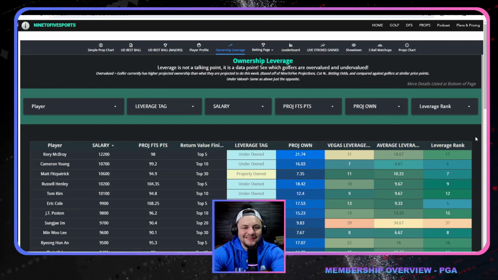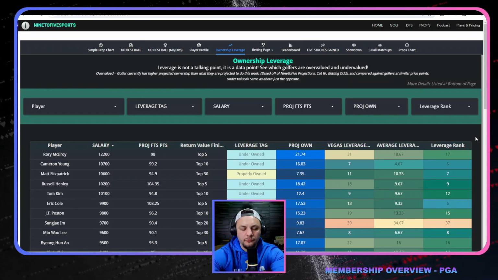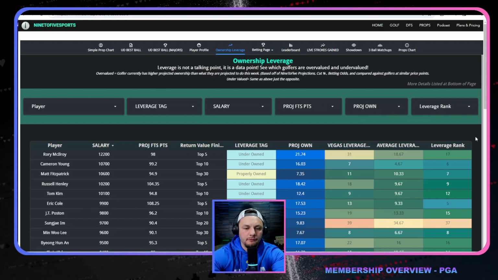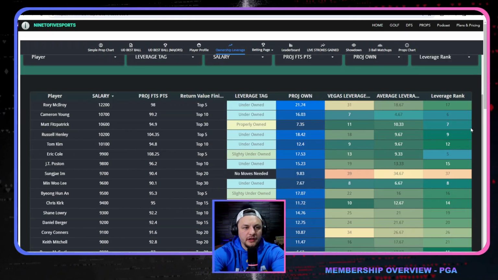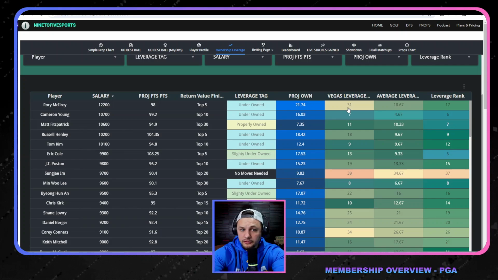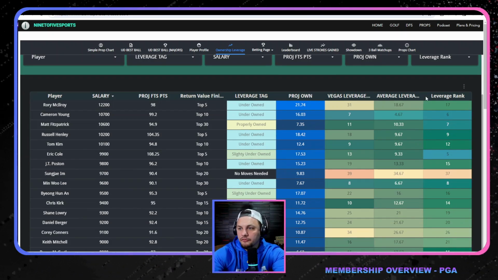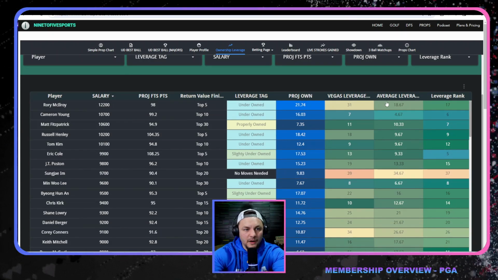So this will take into consideration the projected ownership for a golfer based off of several projections across the industry. Then we can compare that against how Vegas thinks the golfer is going to do and how the 9to5 data thinks the golfer is going to do. That's how we come out with the leverage rank tool data points.